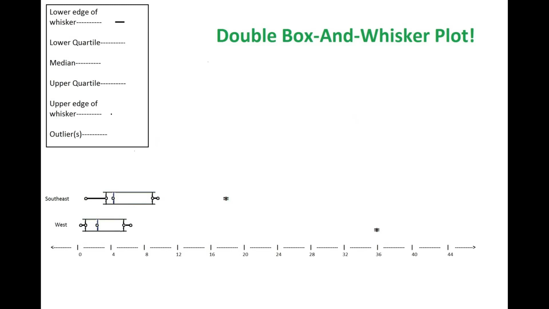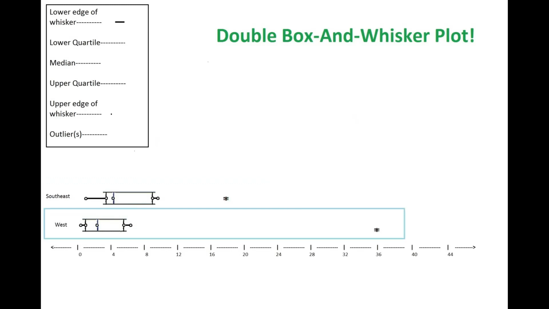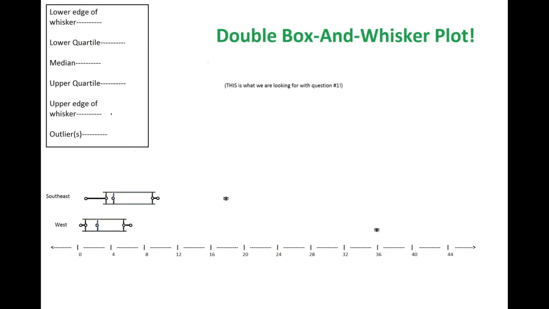So we have the southeast on top. There's the Box-And-Whisker plot right there on the top. And there's the west. We have a Box-And-Whisker plot down there. And this is actually what we're looking for with question number 1. It's asking us to draw exactly this. All right. So you didn't have to write down everything in the last 3 or 4 videos. What we were looking for was a foundation for this. All right. So going on.